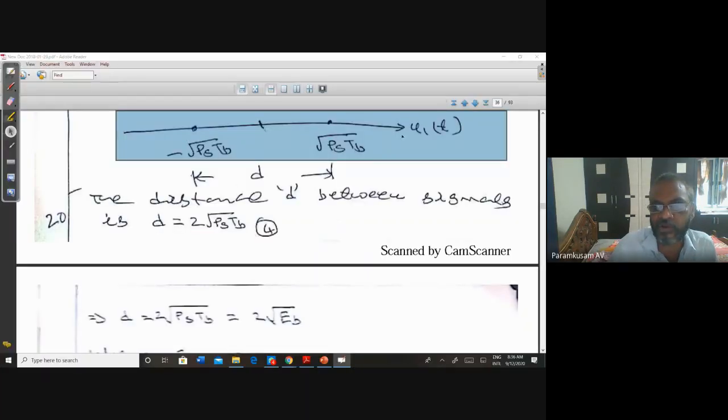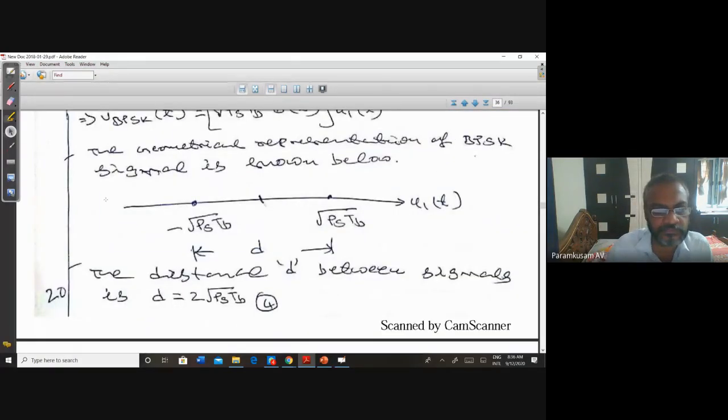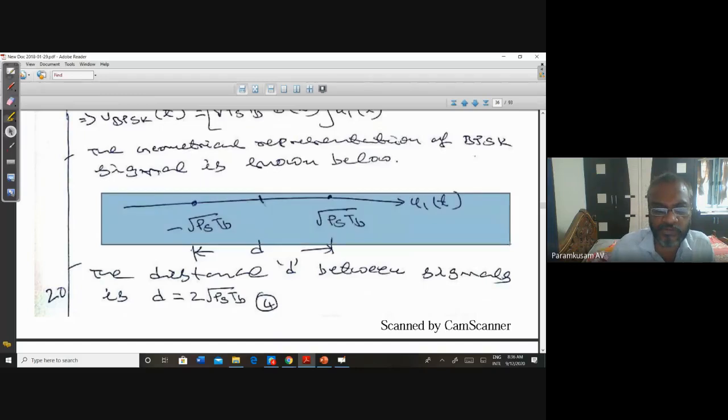ఓకే, u1 of t is the axis. Root over ps tb is represented with 1 point. Minus root over ps tb is represented with another point. Okay, this is the origin. The distance between these 2 points is represented as d. Then what is d? d is equal to 2 into root over ps tb.